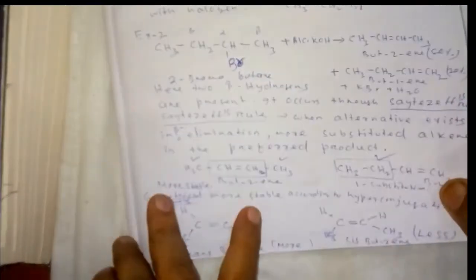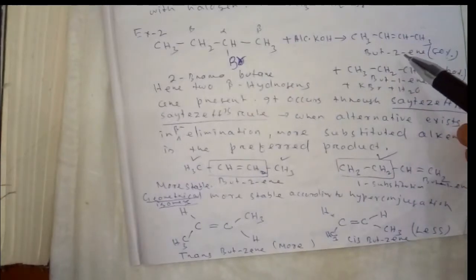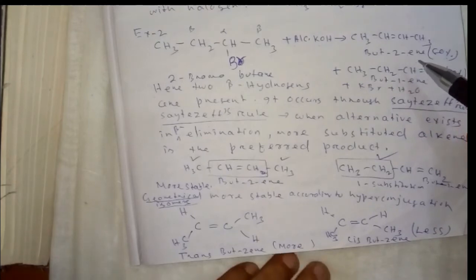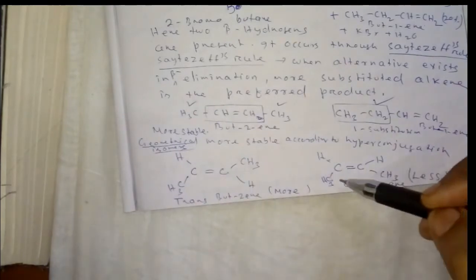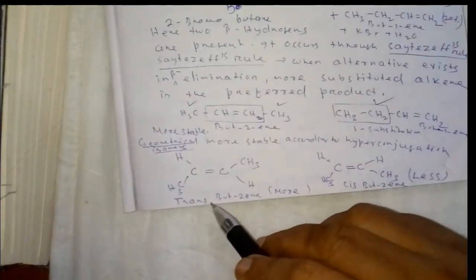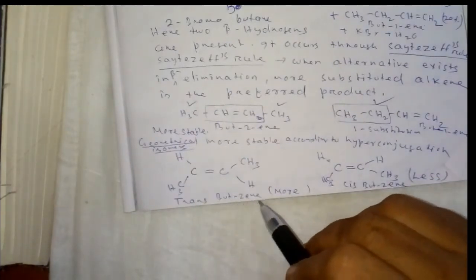Hyperconjugation. This but-2-ene can also have 2 geometrical isomers: cis-but-2-ene and trans-but-2-ene. This is trans. This is cis. So trans is more stable, so its percentage will be more than that of the cis.